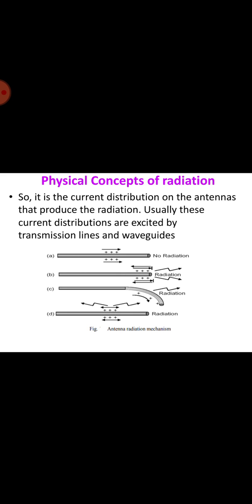So it is the current distribution on the antennas that produces the radiation. Usually these current distributions are excited by transmission lines and waveguides. In cases of perfect open circuits or perfect short circuits, theoretically there must be perfect reflection. Since the wave possesses a moment-of-inertia-like property, it will take some time to change its direction. However small this time may be, some energy is likely to leak into the space. This process of leakage can be termed radiation.